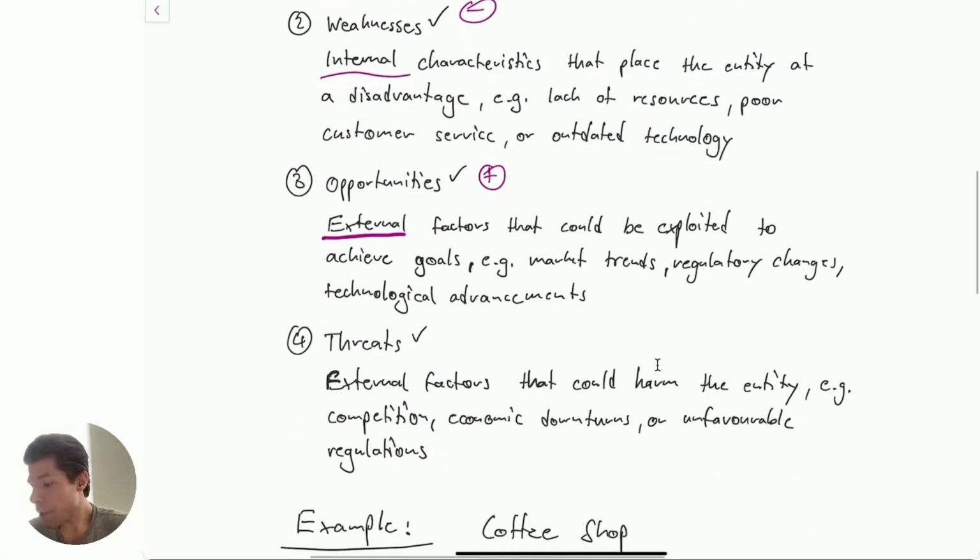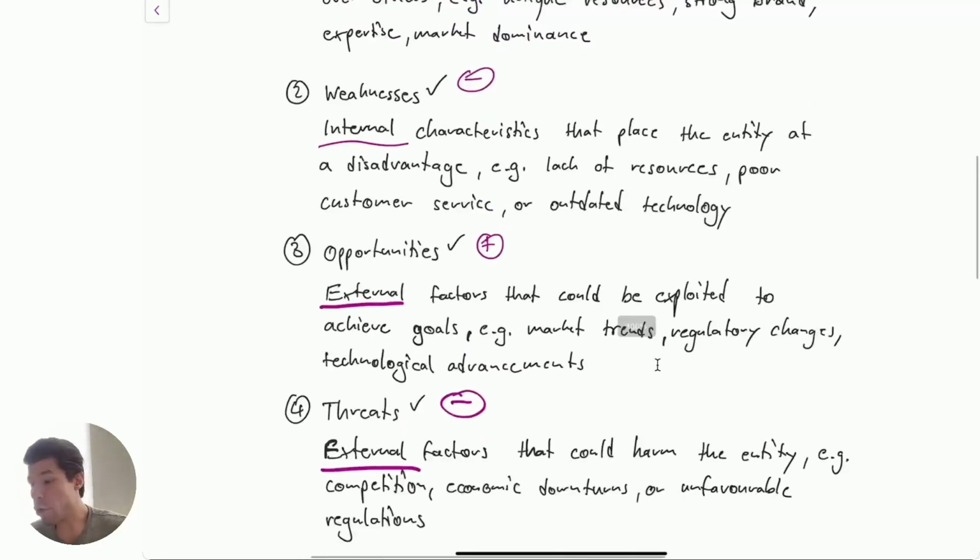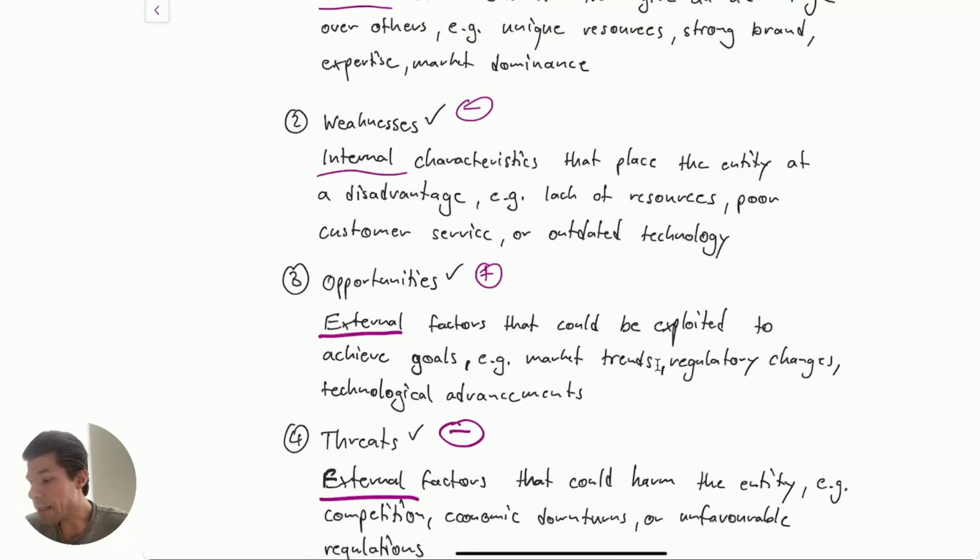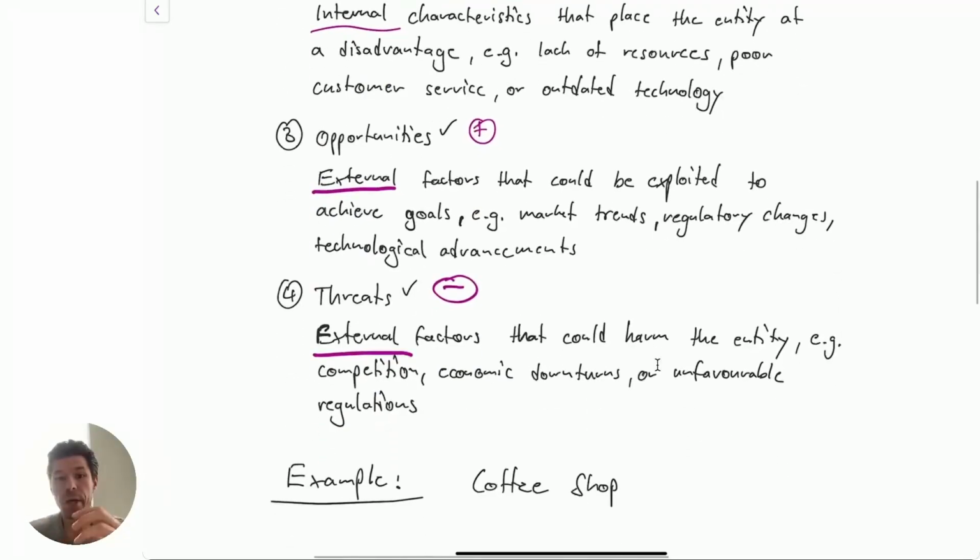And then the last one, again on the negative side, are threats. Threats are also external factors. So here we are not looking at negative internal characteristics, lack of resources, poor customer service. We look at the outside. And these are external factors that could harm the entity, the business, the project, whatever you are analyzing. Competition, economic downturns, unfavorable regulations, and so on.